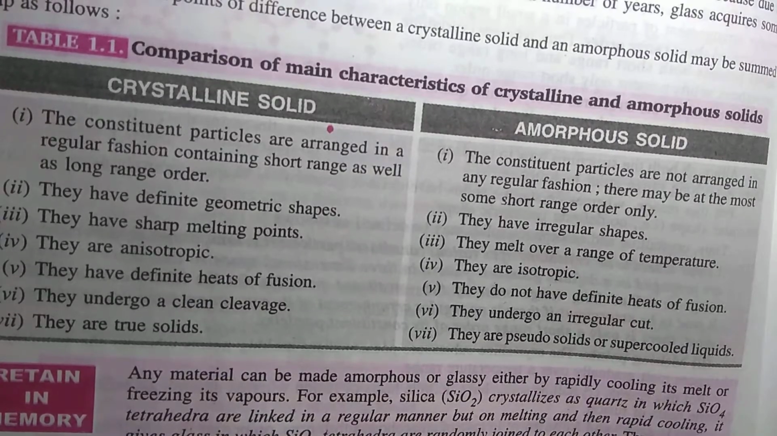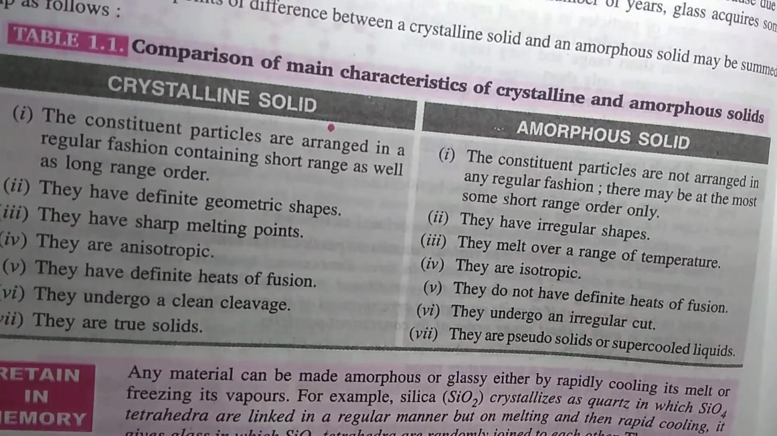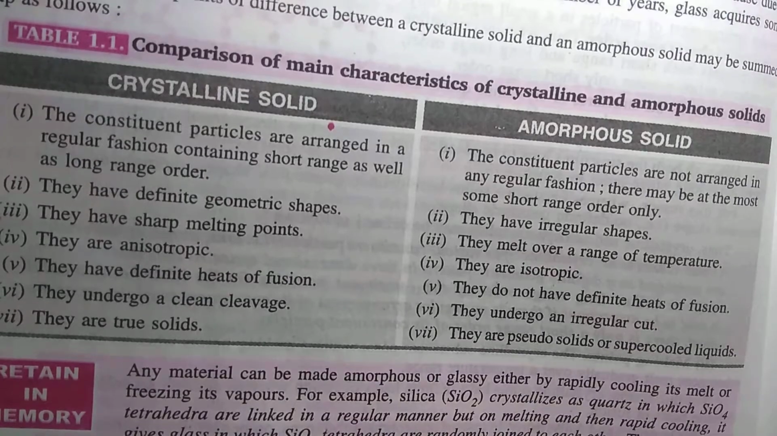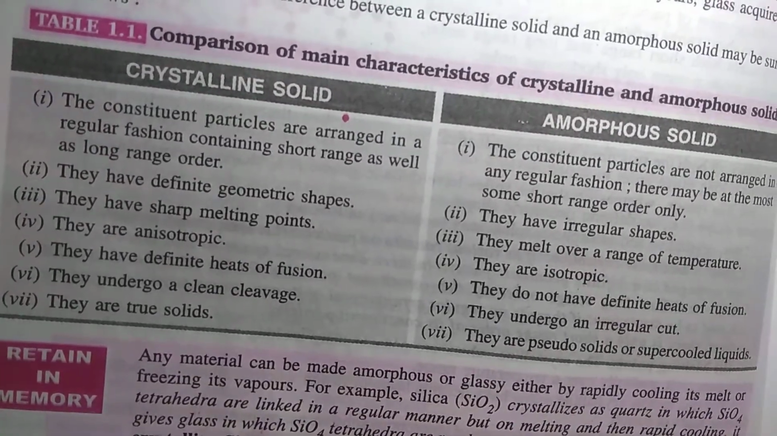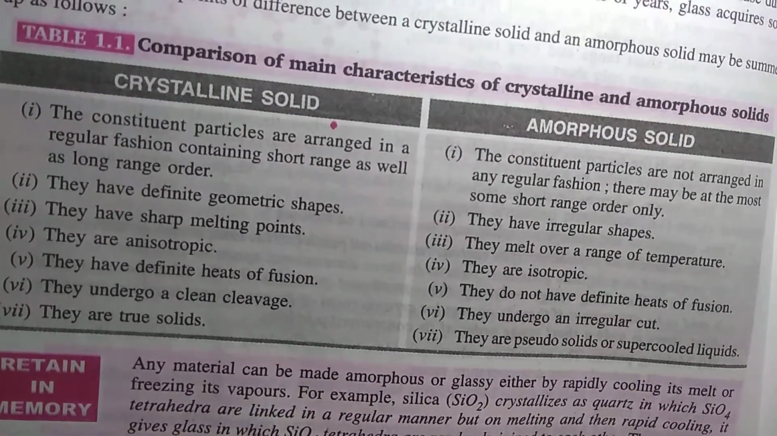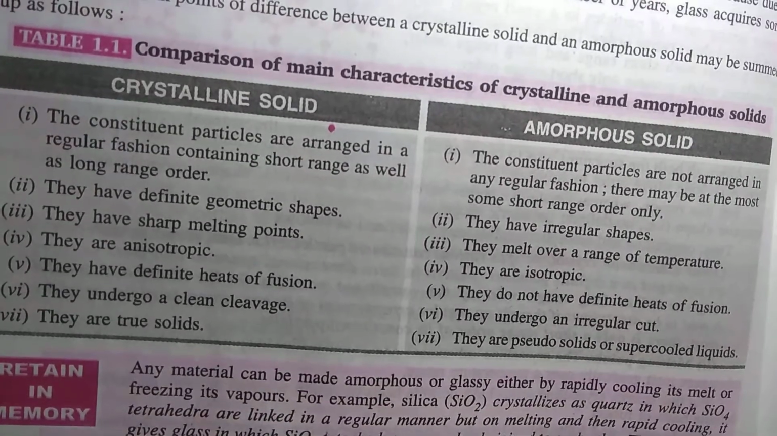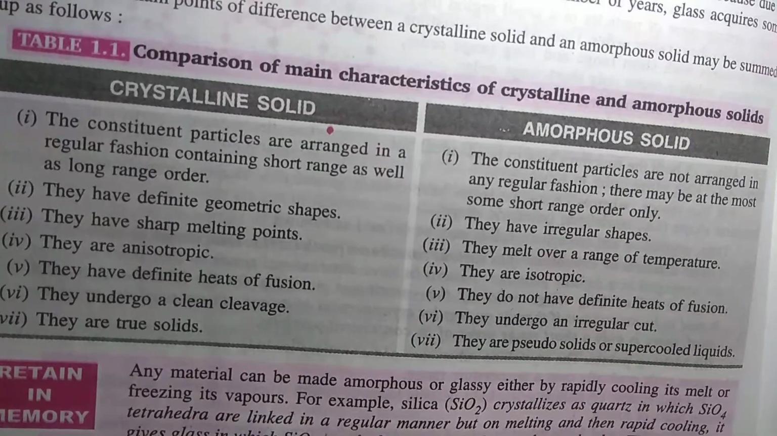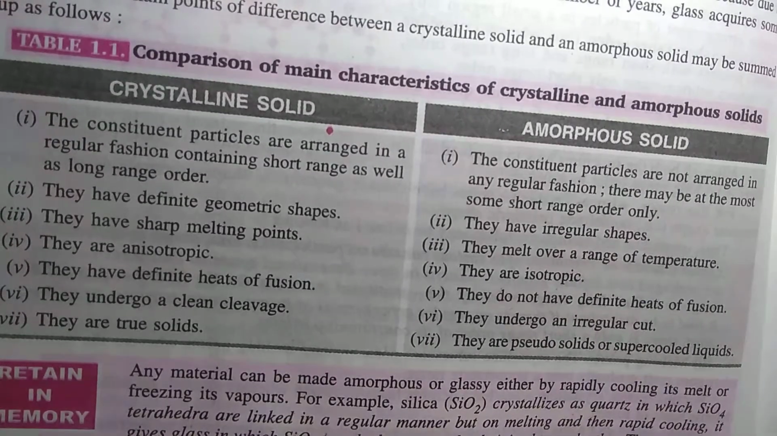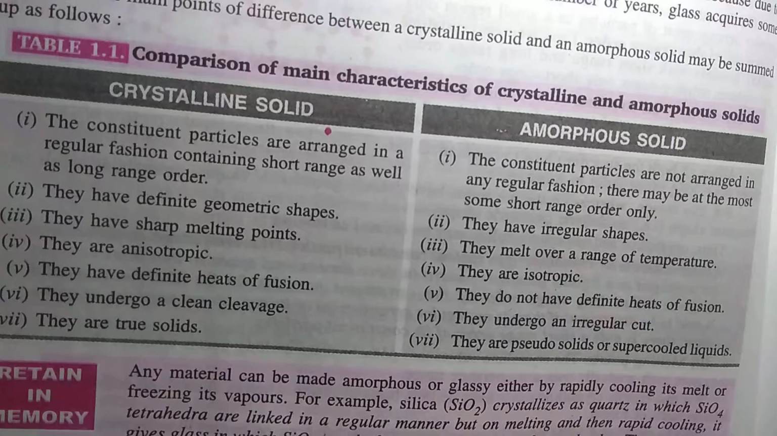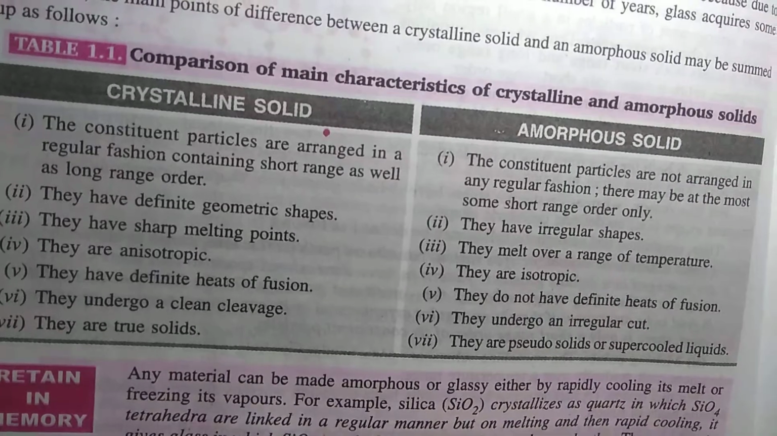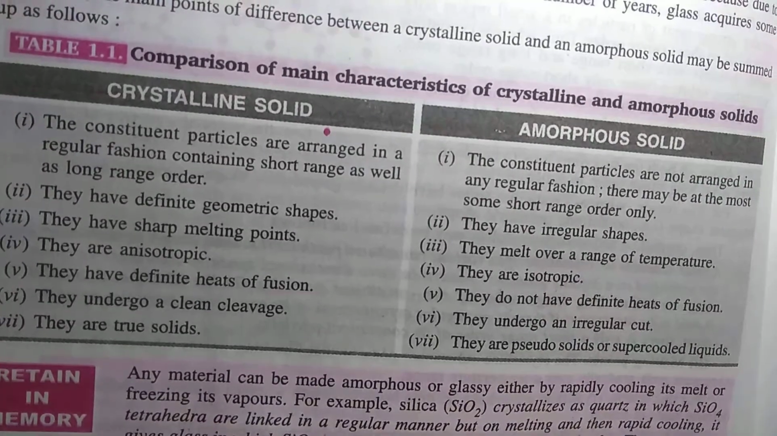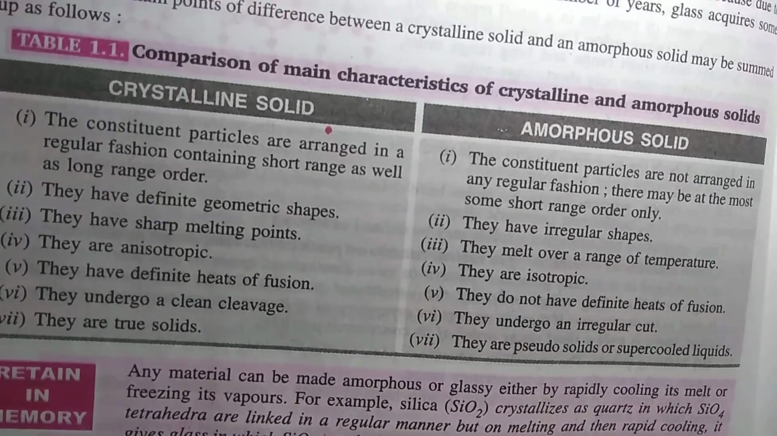Crystalline solids undergo a clean cleavage. That is, if you cut into two parts, then both the surfaces of the cleaved part will be the same as that of the other. Whereas in the case of amorphous solid, it will be an irregular cut, right? Like say you cut a piece of rubber. It will be totally non-uniform, is it not? It will be a rough surface, and that is what you call an irregular cut.